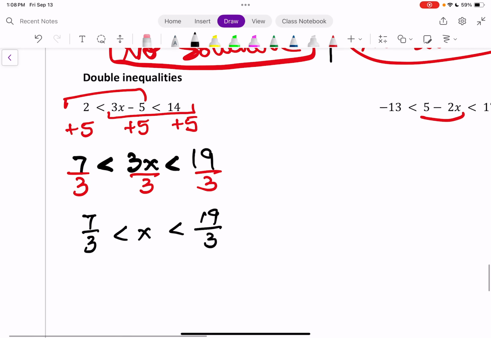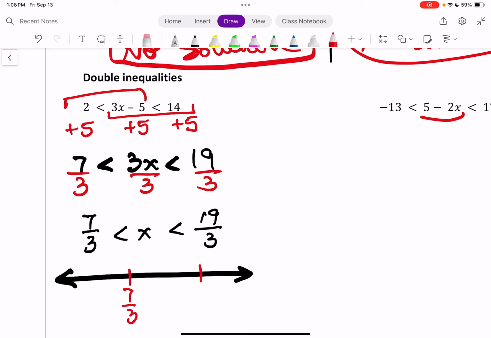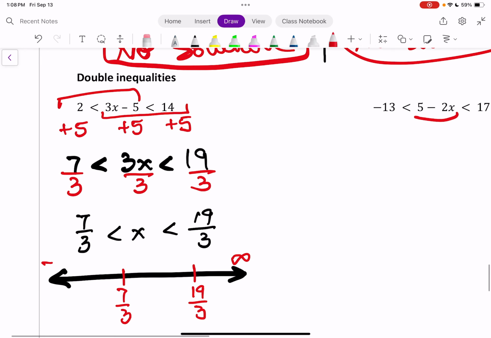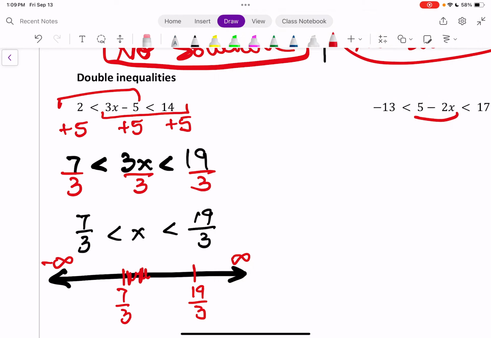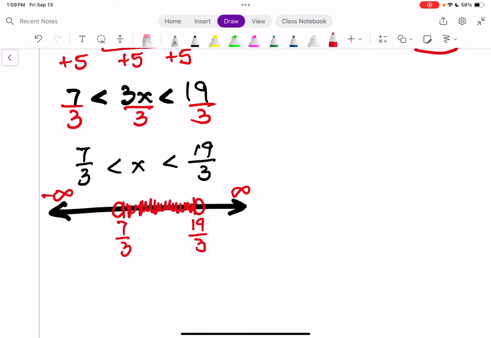Okay. So what happens here is that I'm getting my x's to be bounded on both sides. 19/3 is more than 7/3, so I'm going to the right. However, the x's are in between 7/3 and 19/3. It doesn't go all the way to infinity or negative infinity. So the interval is bounded on both sides. We're going to go between 7/3 and stop at 19/3.